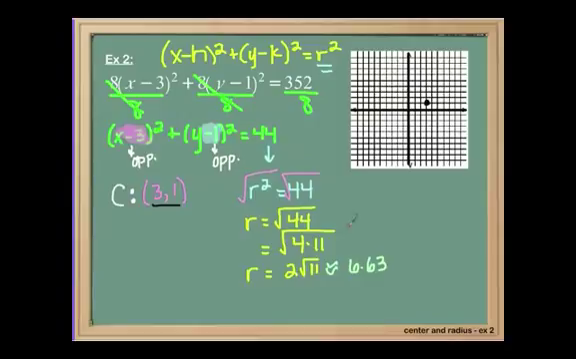So when we plot our other points on the circle, we just want to make sure that we're going about 6.63. We want to go up 6.63, down about 6.63, right about 6.63, and left about 6.63. Remember, connect your dots. We want a nice smooth circle. And there we go. We did a nice job.